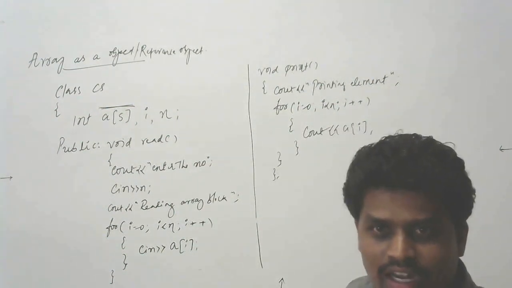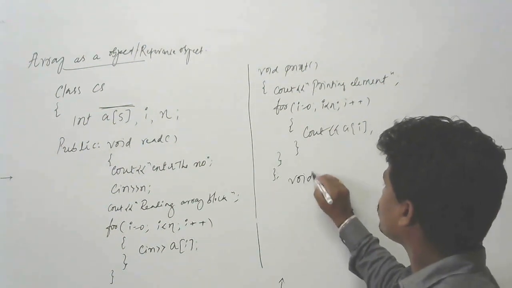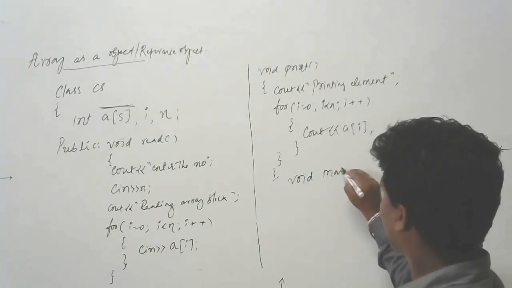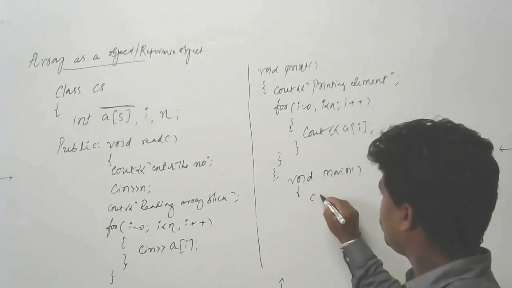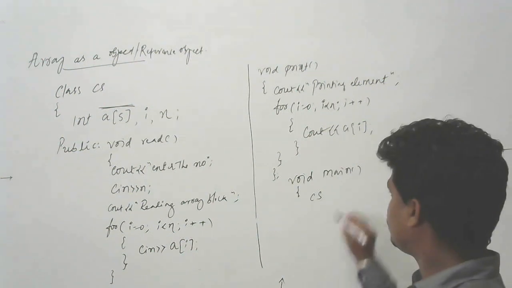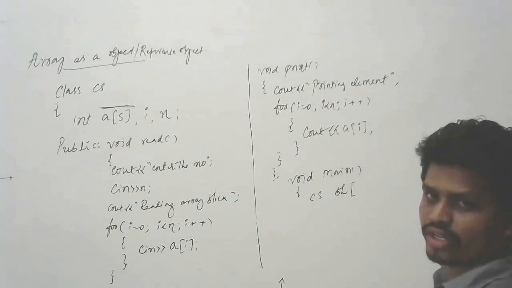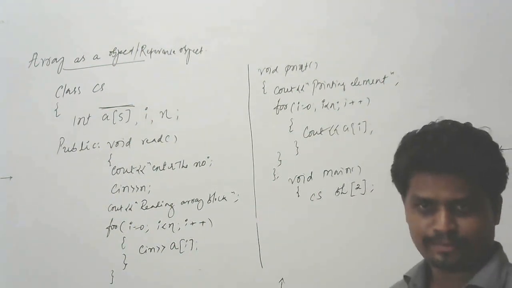Array object or reference object. To create the reference object, you are supposed to declare a main block. Void main, open the flower bracket. What is the name of the class? CS. The object name I will take BH. Here I will take 2, semicolon.